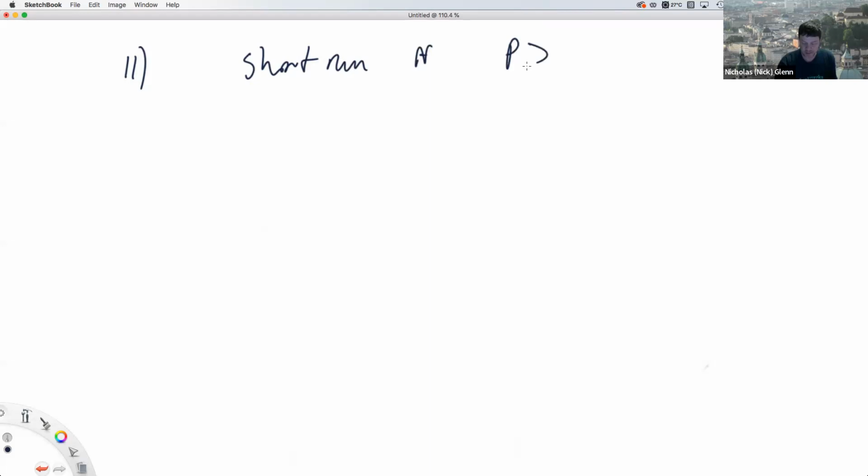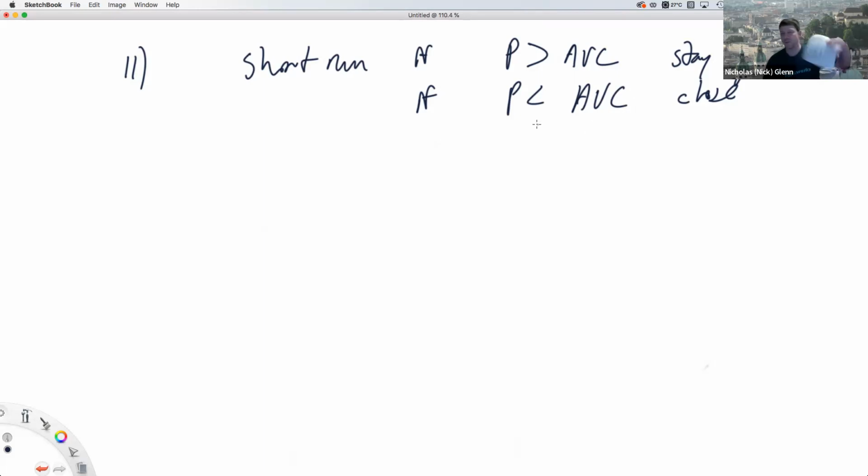if price is greater than average variable cost, stay open. If it's less than average variable cost, well, then you close down. That's what you're interested in, this variable cost. So in the short run, you're stuck with some of these costs anyway. You just completely ignore those in the short run because you can't do anything about them.